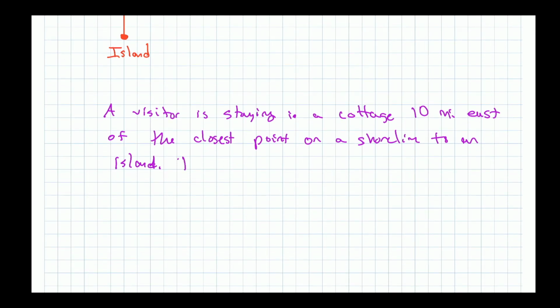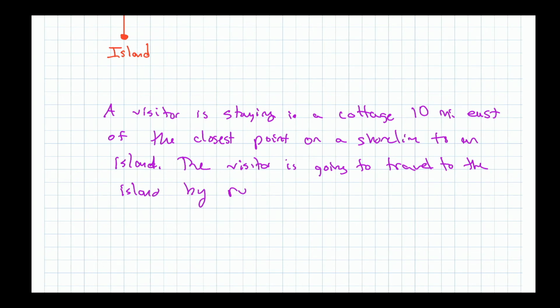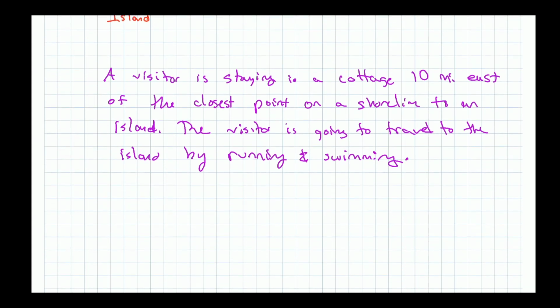Okay. The visitor is going to travel to the island by running and swimming. So, the visitor runs at 5 miles per hour and swims at 3 miles per hour.